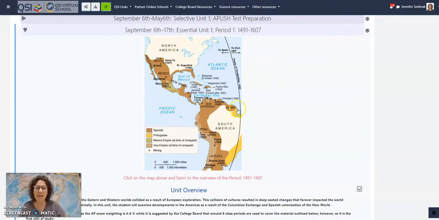There's some type of image or map that introduces the unit. This image here is very important because you can see that it outlines Spanish and Portuguese colonization of the Americas, as I mentioned earlier. You can see some Native American empires that existed prior to Spanish colonization, namely the Aztec and the Inca, the Aztec in Mesoamerica and the Inca in South America.